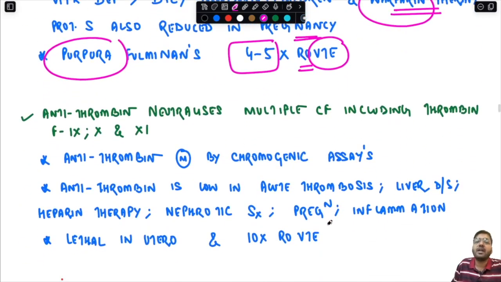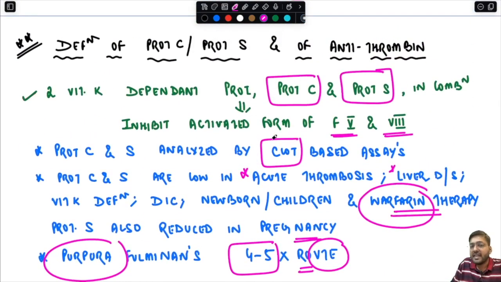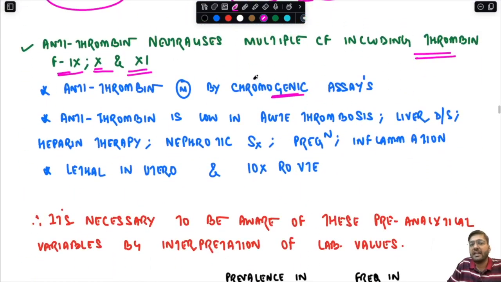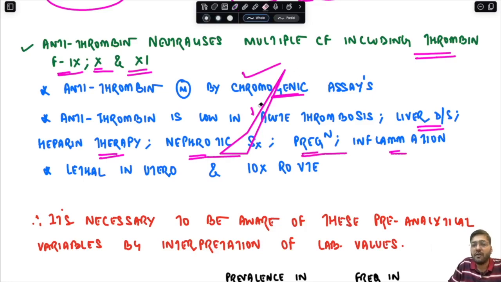Now, the next important deficiency is that of antithrombin. Antithrombin neutralizes multiple clotting factors including thrombin, factor number 9, factor number 10, as well as factor number 11 and 12. So antithrombin is basically measured by chromogenic assays. Okay, remember, protein C and S by clot based assays, and as I told you, antithrombin measured by chromogenic assay. It is again low in conditions of acute thrombosis, liver disease, heparin therapy, nephrotic syndrome, pregnancy, and also under conditions of inflammation.